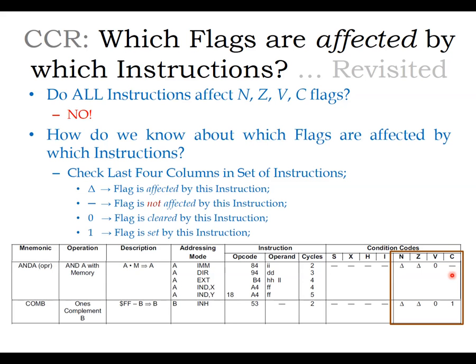That's what I'm saying. Same is here. If you see here, this is another instruction, COMB. I'm just showing you here. For example, the N flag is a triangle. That means the N flag will be affected, the Z flag will be affected.